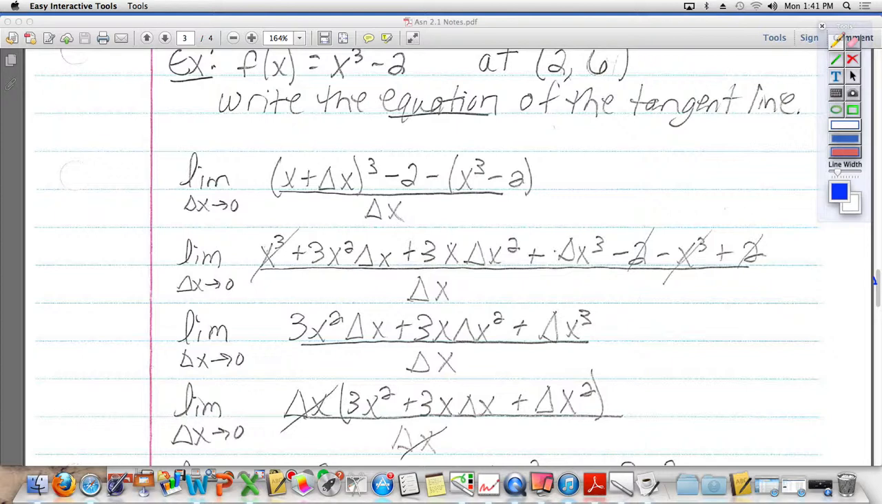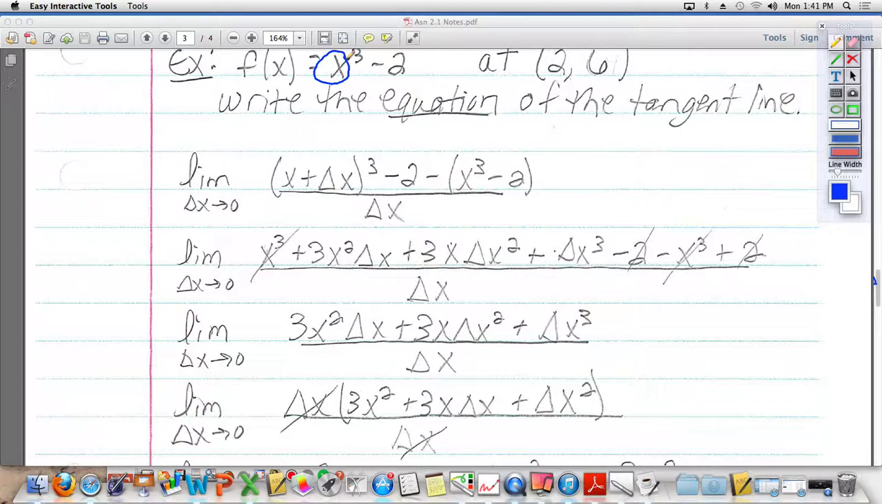minus 2. So I take this x value right here, and I replace it with x plus the change in x. And I have to cube it. And then I have to subtract 2. But then I have to subtract from it the original rule, which is x cubed minus 2. And then I have to divide that by the change in x.